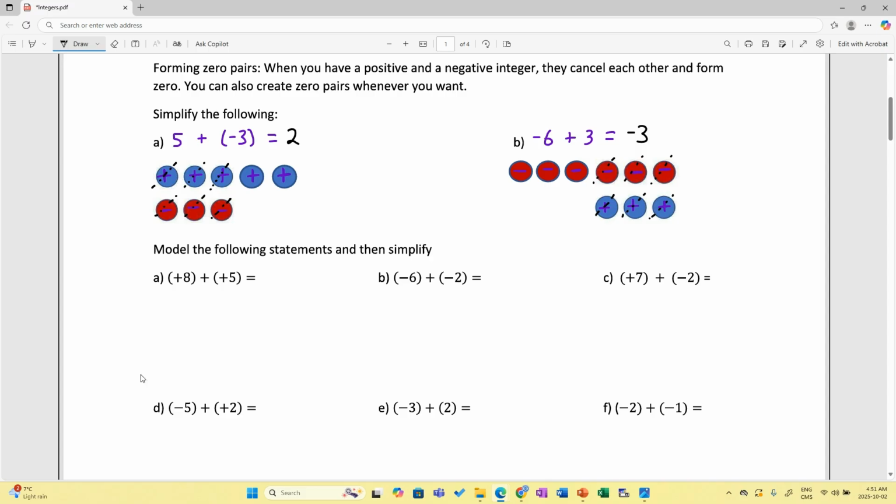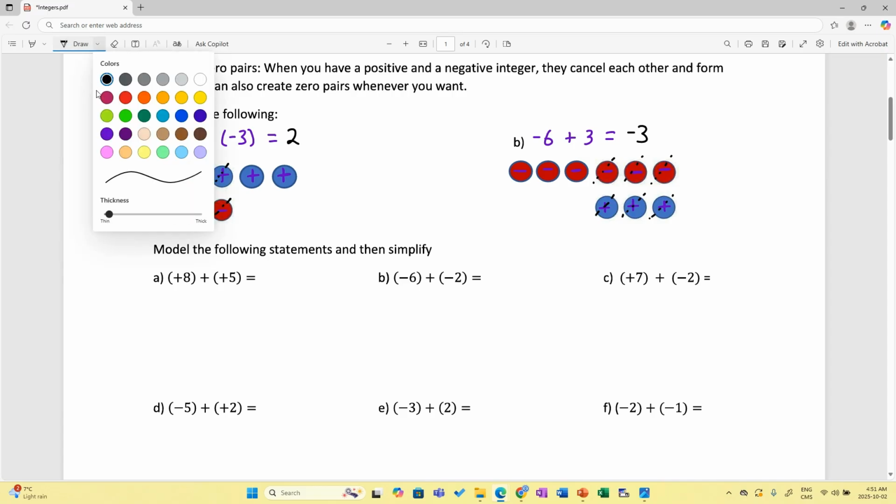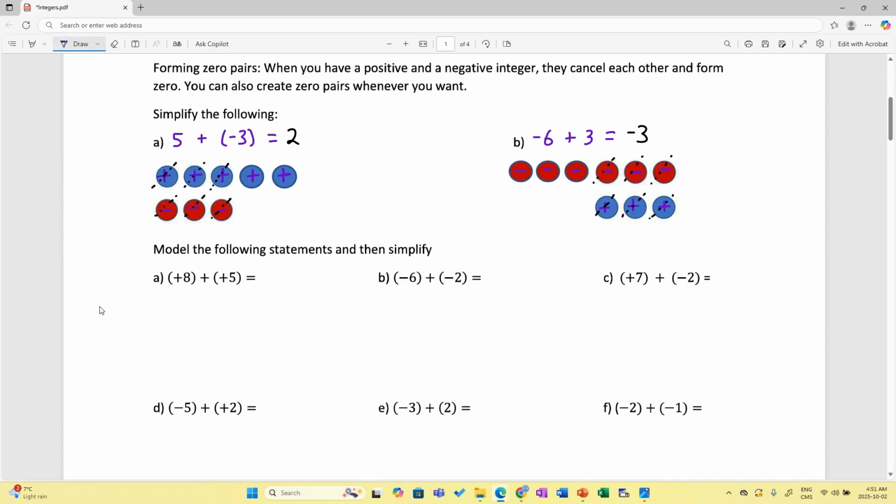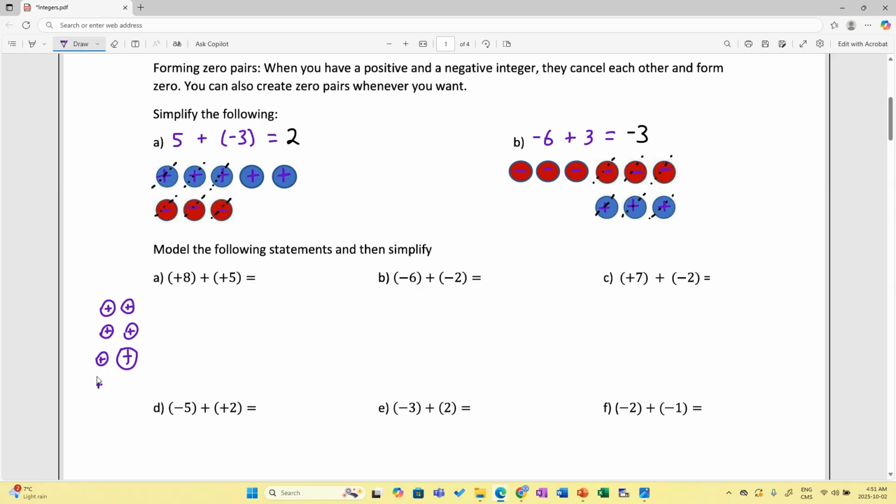Okay. Now for these ones here, if we apply the same logic, here I have 8 plus 5. I'm simply going to draw these out. So I have 8 positive circles. They're not drawn to scale, just 8 positive circles. I'm going to add on 5 positive circles.